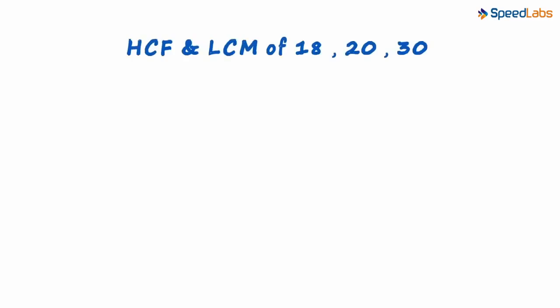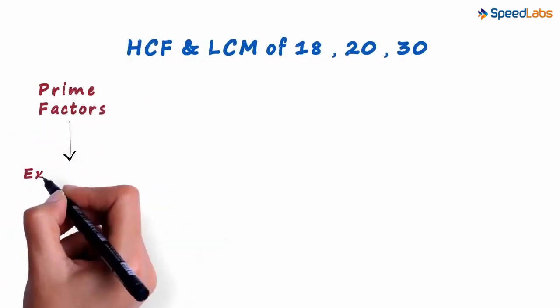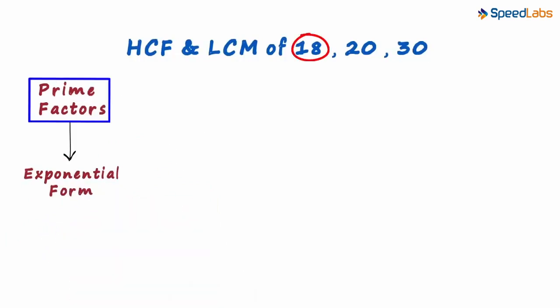We have to find the HCF and LCM of 18, 20 and 30. How do we find the HCF and LCM of three numbers together? The best way to do it is by reducing all numbers to its prime factors and then write them in exponential form. Let's reduce 18 to its prime factors first.